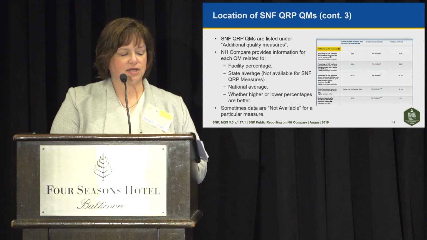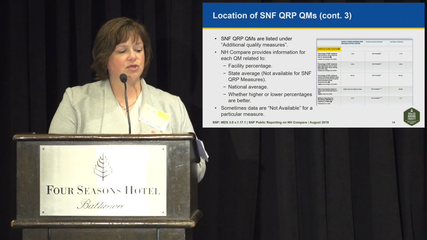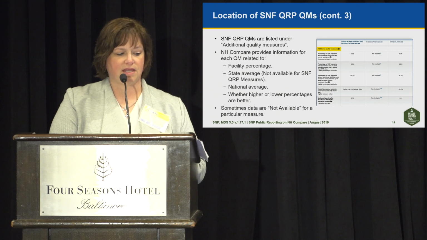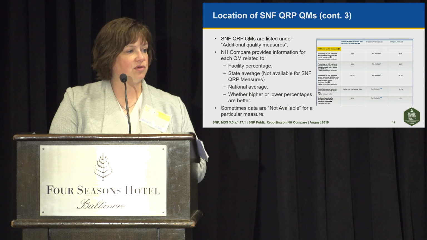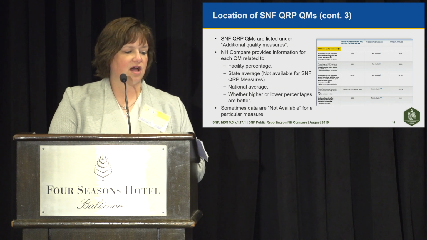Following the measure names, you will see that there are 3 columns to the right. The Nursing Home Compare website reports 3 types of values. The facility percent, so you can see that value will be displayed in the first column beneath the facility name. The state averages are displayed for all measures except the SNF QRP measures. The state averages are not calculated for these measures. And then finally, the last column on the right reports the national average.